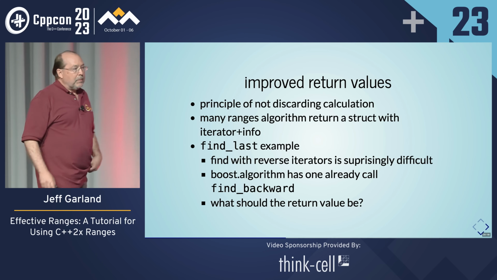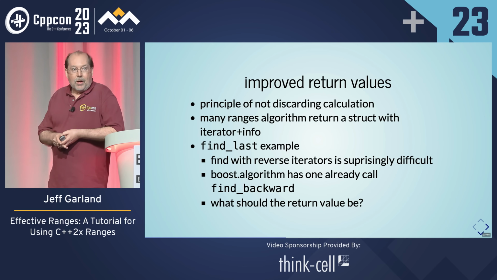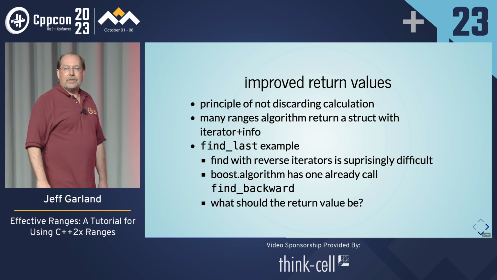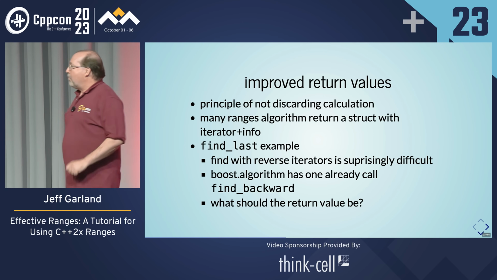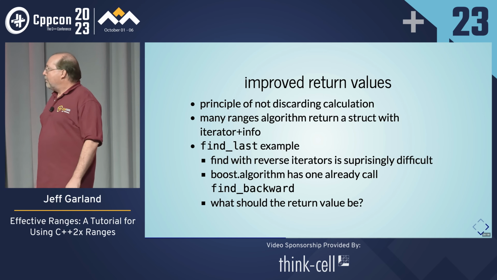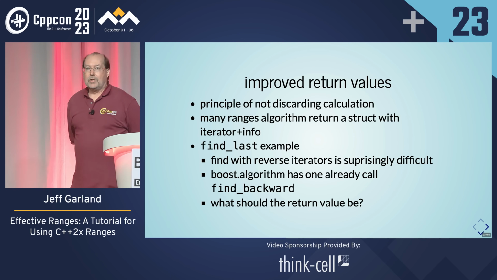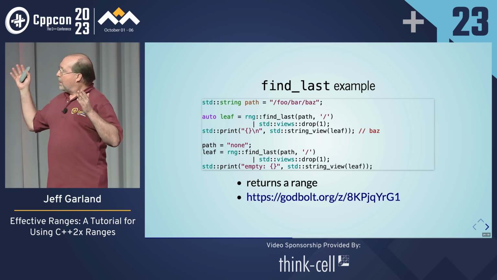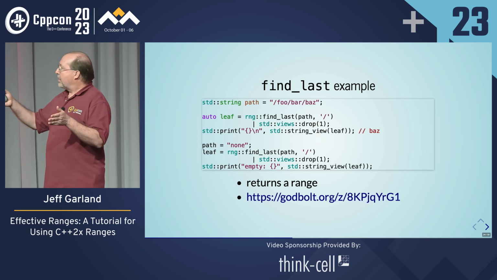Find last is a very interesting example because find last is a new algorithm in C++23. And as it turns out, this is something that Boost has had for a while. It's called find backward. And anybody ever try to do stuff with reverse iterators? It's really complicated, as it turns out. It's really hard to get right. It's really fiddly. So this algorithm just does what you want it to do. But the question is, what should the return value for something that's traversing a range backward be? Should it just be the iterator? It's not. It's a range. And the reason is because when you're going backwards across the range, you necessarily had to calculate the end of the range. So you want to preserve that information.